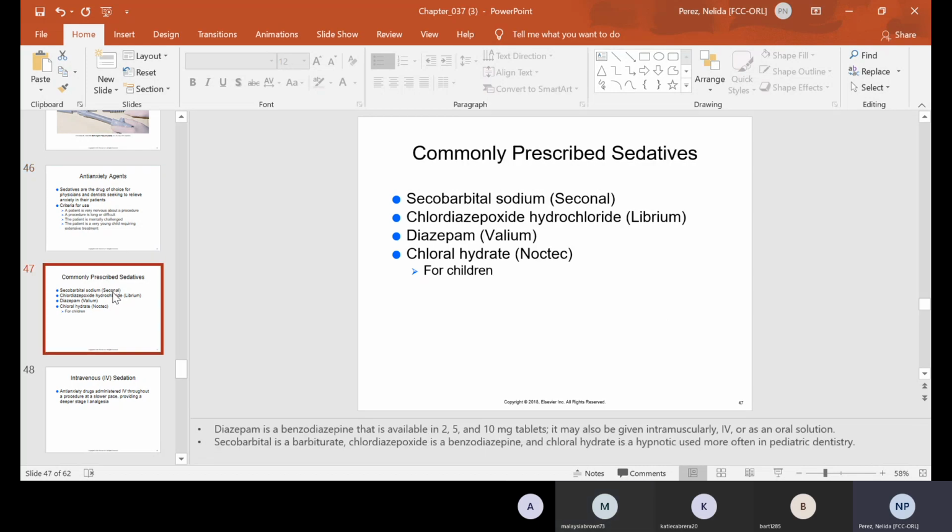These are some commonly prescribed sedatives. I will tell you that the most common in the office is diazepam, which is your Valium. When we give sedatives, we ask the patient to come with somebody who can drive them home, because we don't want them driving with the sedative in their system.